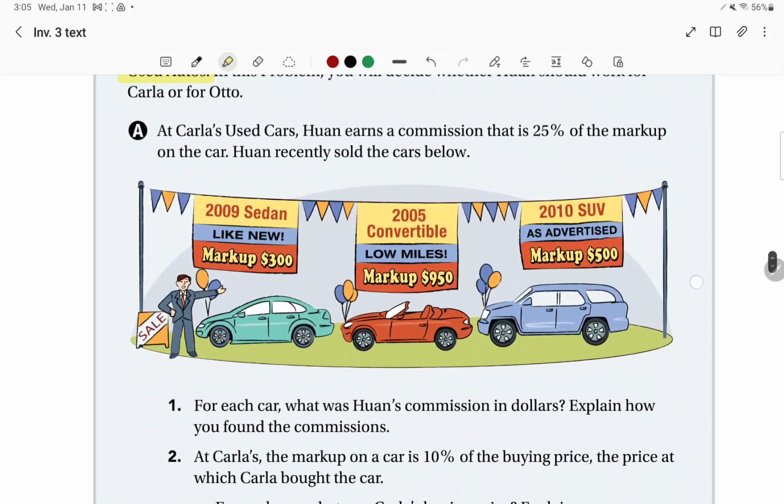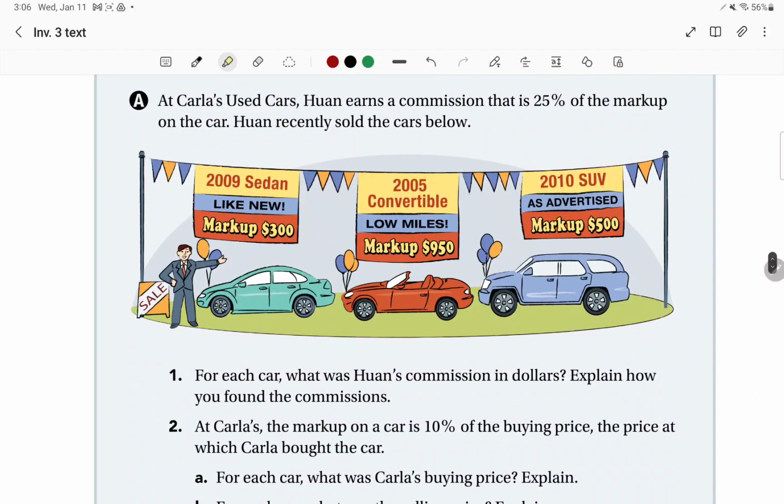Part A says, at Carla's Used Cars, Huan earns a commission that is 25% of the markup on the car. It's not 25% of the price. So if you sell it for $25,000, you don't get 25% of the $25,000, right? You get 25% of whatever that markup was. Let's say Carla buys a car for $25,000 and sells it for $45,000. Your pay would be 25% of that difference. So you get 25% of that $20,000 difference.